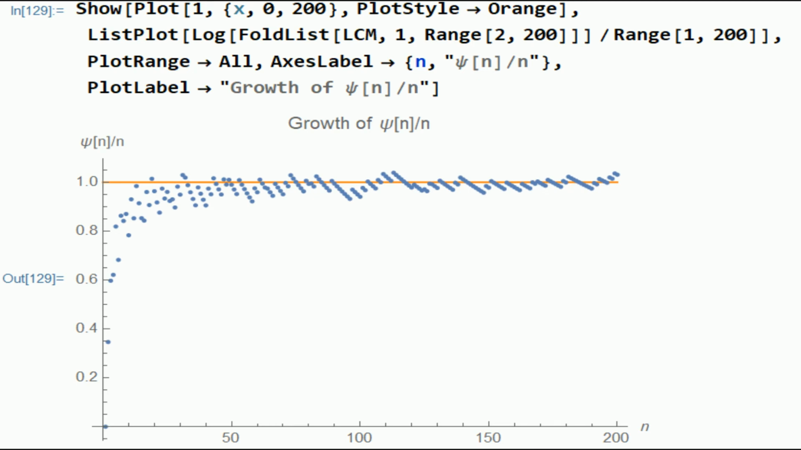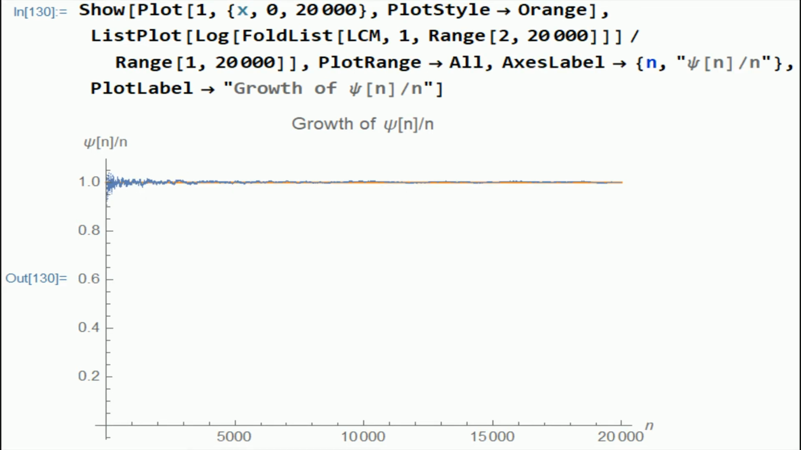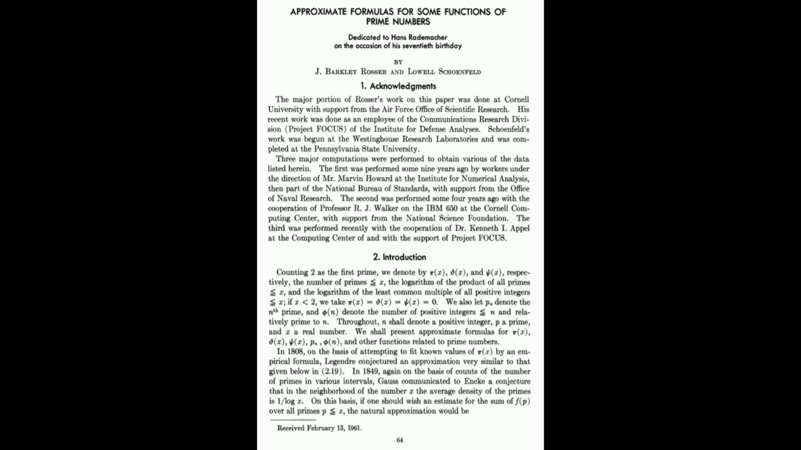This mega number comes in when we try to find an upper bound for the ratio psi of x over x. We know that eventually it will approach 1 because of the prime number theorem, but is there a constant c that the ratio never exceeds? In their paper, Approximate Formulas for Some Functions of Prime Numbers, Rosser and Schoenfeld proved that x equals 113 maximizes the ratio of psi of x over x.